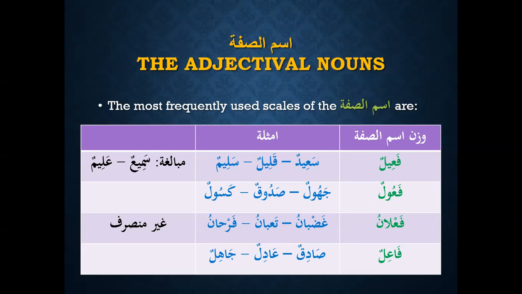Kasul is lazy. Jahul is from jahil, so ignorant, illiterate. Saduq, truthful. Fa'il, as we just saw from lazim, you get that scale. Same as the situation here for ismu sifa. Sa'id, qalil, salim, rahim, kareem.